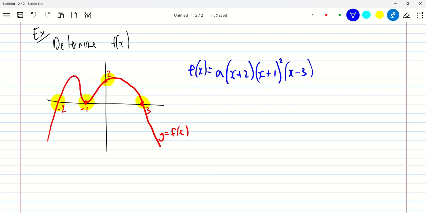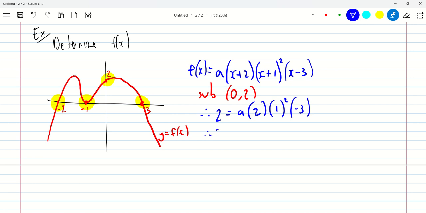Hope that makes sense. To be able to find out what that dilation factor is, we're going to sub (0, 2) in, and so we'll get 2 is equal to a. If x is 0, you're going to get 2, you're going to get 1 squared, and you're going to get negative 3 there. Just checking my maths there. Yep, all good. Therefore, 2 is equal to, that's just 2 times negative 3, so that's negative 6a. Therefore, a is equal to negative 1/3.